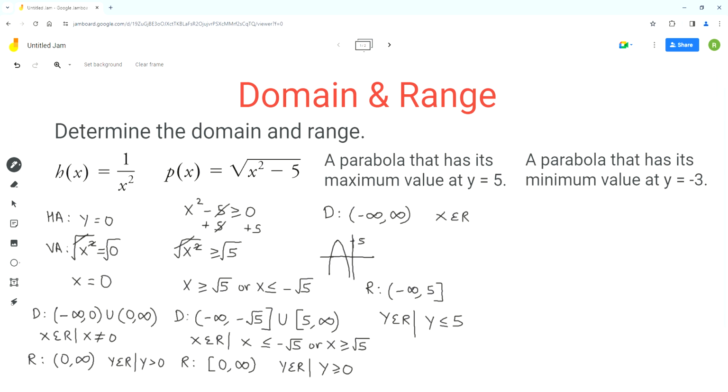So now we can analyze the last function. It is a parabola that has its minimum value at y equals negative 3. As we discussed earlier, the domain of a parabola in interval notation is always negative infinity to positive infinity if no restrictions are given about the parabola. And in the other notation, the domain will be just x ∈ ℝ. Now for the range, we have to analyze the direction of opening and the minimum or maximum value. In this case, this parabola has a minimum value. That means this parabola opens up, and the y coordinate of the vertex is negative 3.